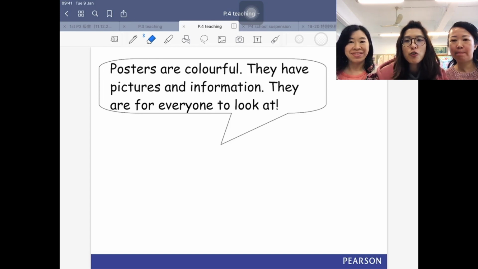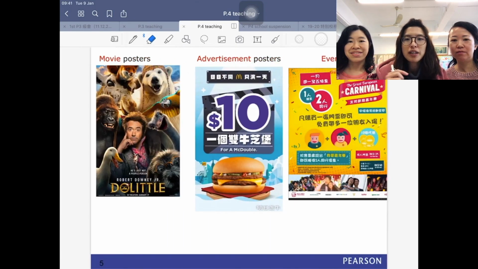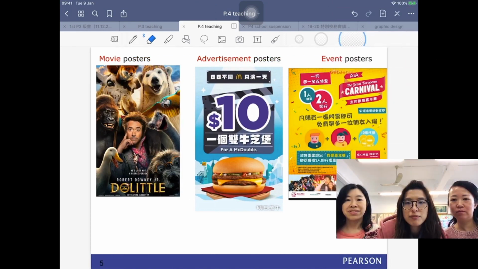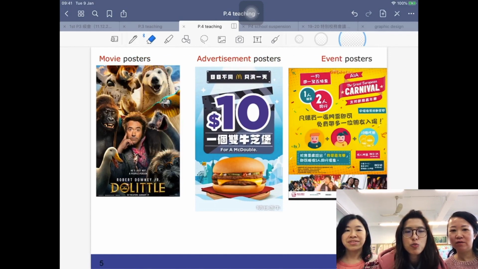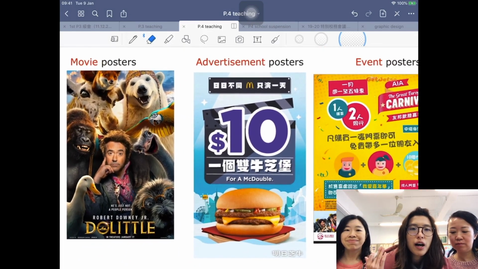Right, and do you know that there are different types of posters? So, let me give you some examples. Okay, I'll move it a little bit down so you can see it more clearly. Alright, the first one, movie posters. I guess you have all gone to the movies and seen different films. So they're posters to promote and to ask people to go to the movie. So these are the movie posters.